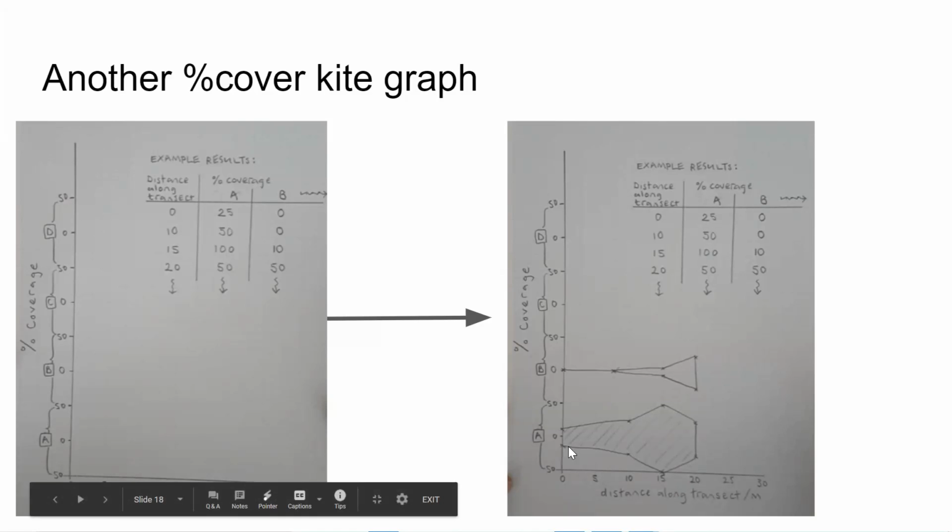Then next at 10 meters, 50 is the percentage cover. So again, 2.5 above and 2.5 below.